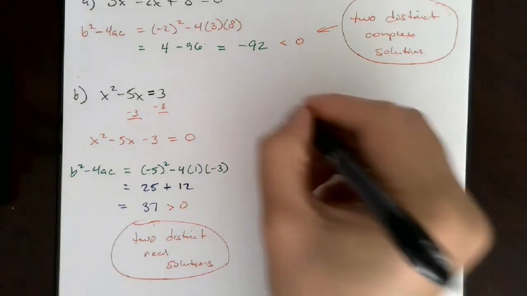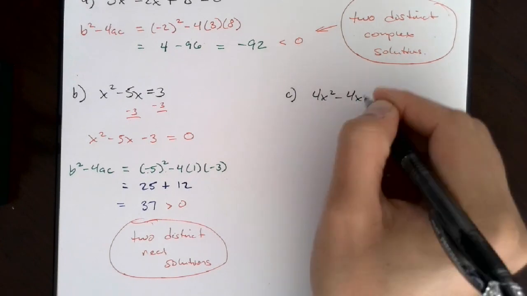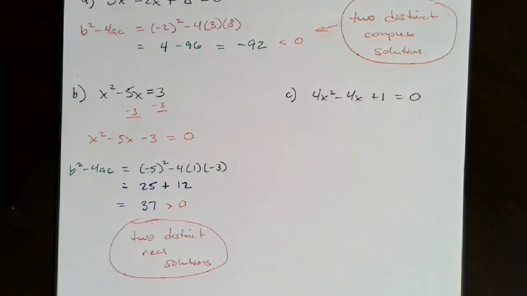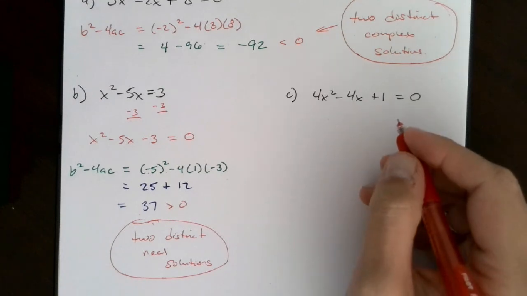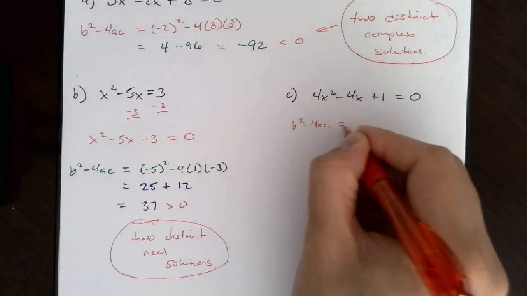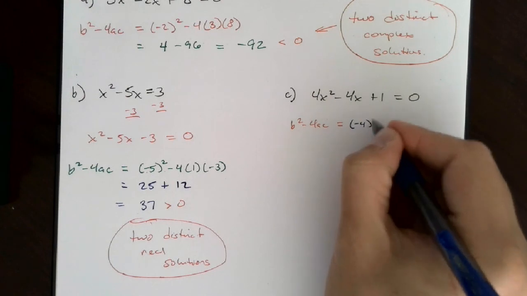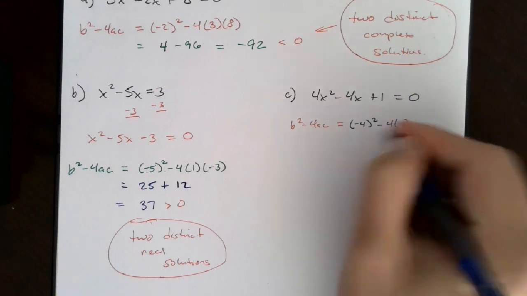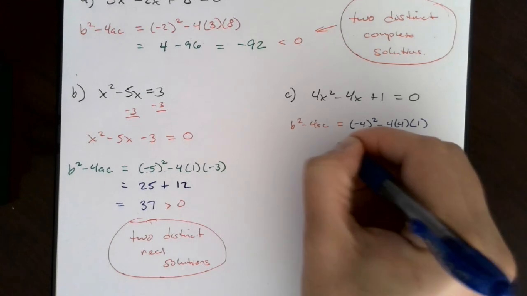And let's just look at one more. If I said I had 4x squared minus 4x plus 1 equals 0. So, taking a look at this in the standard form, we're just trying to figure out what types of solutions we're going to have. So I'm going to use the b squared minus 4ac, the discriminant. And b squared is what? Well, negative 4 is what b is, so it's negative 4 squared minus 4 times a, which is 4, times c, which is 1.